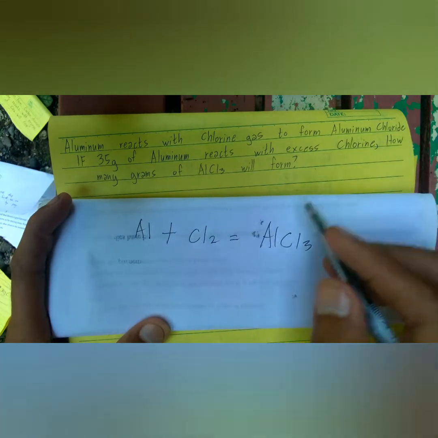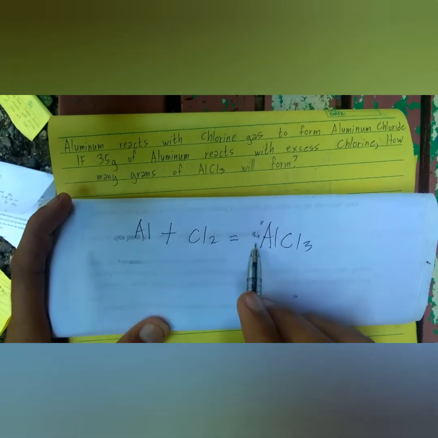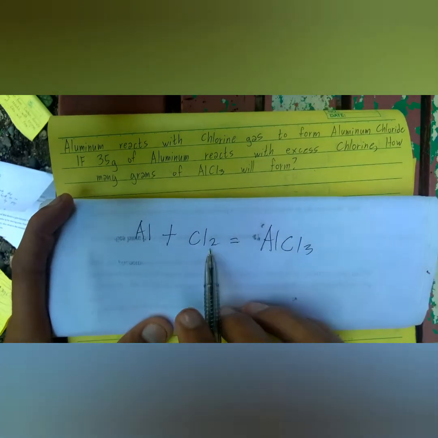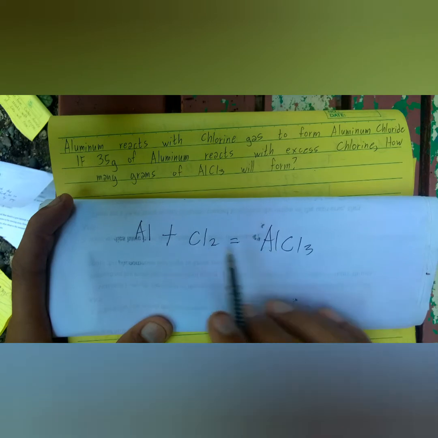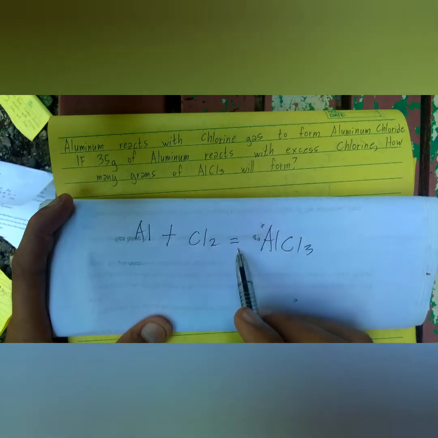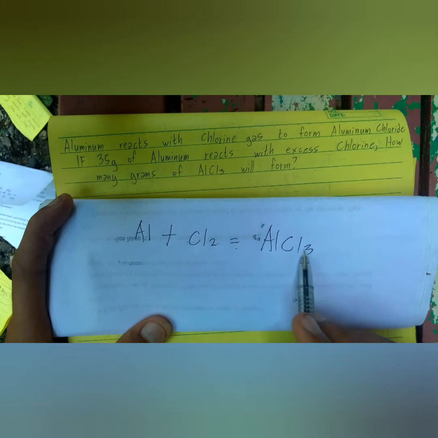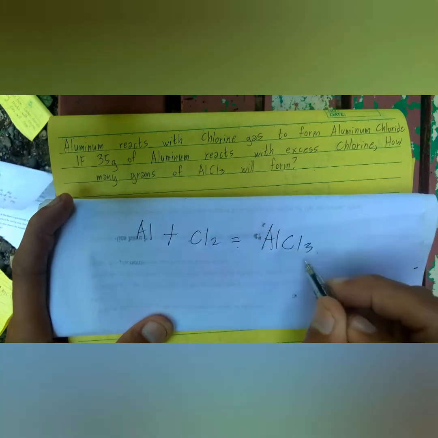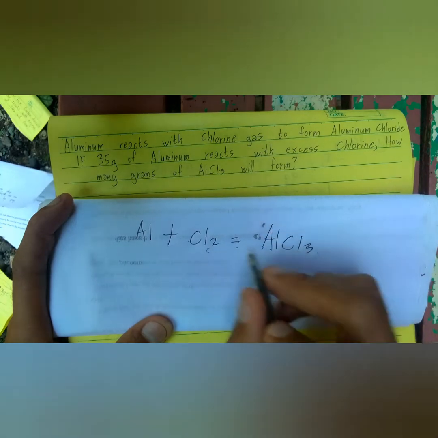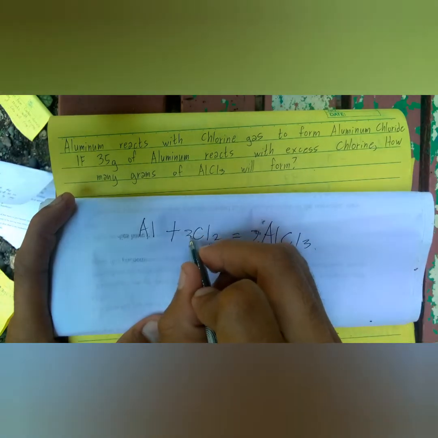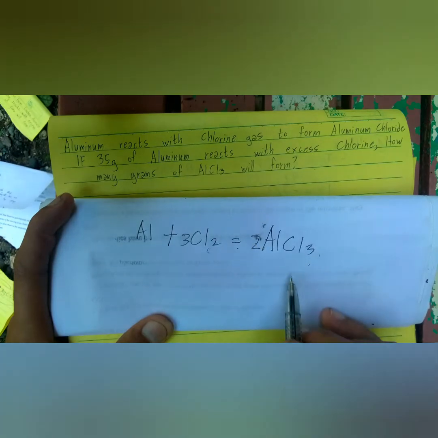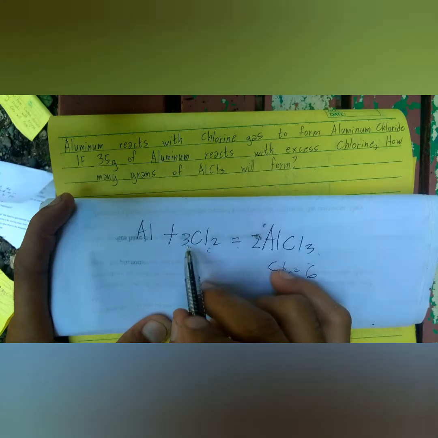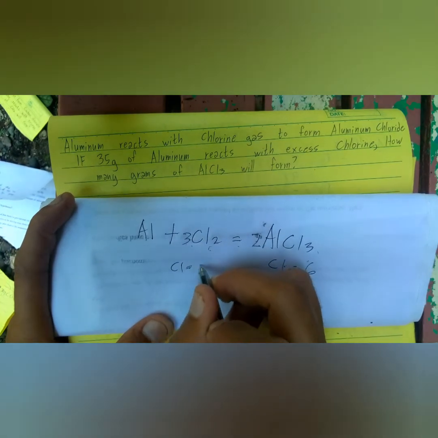So in order to balance it, since the aluminum atom is already balanced, let's proceed with the chlorine atom. There are 2 atoms on this side and 3 on this side. So in order to make it balanced, we have to find the least common multiple of these 2. So let's put 2 here and 3 on this side. So 2 times 3, we have already 6 chlorine atoms, and on this side 3 times 2 chlorine atoms is also 6.